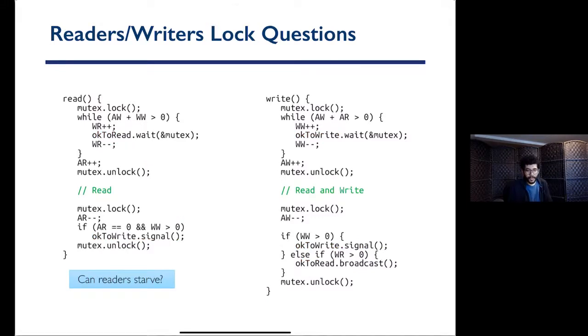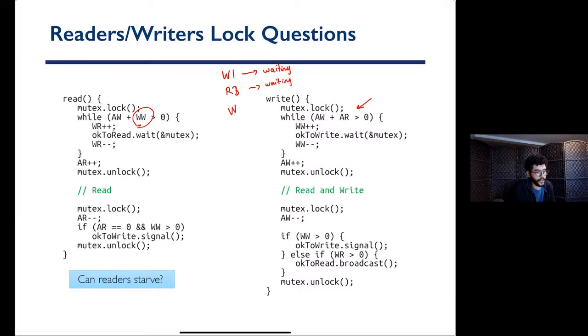Now, another question. In our implementation, we gave some priority to writers. The first place we give priority to writers is here. We're checking if there are waiting writers, but here we're not checking if there are waiting readers. So, let's say W1 came and started waiting, then R3 came and started waiting.